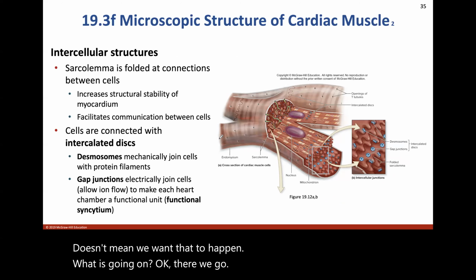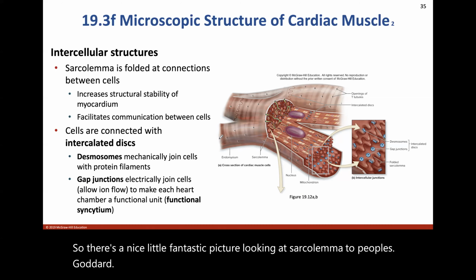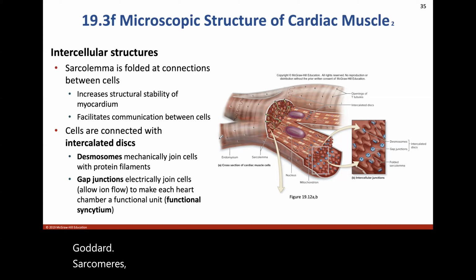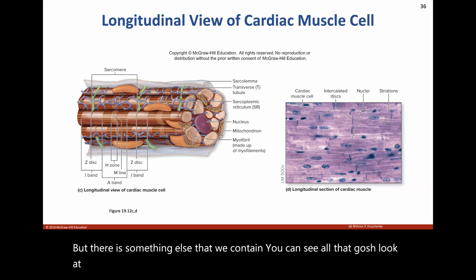So there's a nice little fantastic picture looking at sarcolemma, the T tubules. We got our sarcomeres. Sarcoplasmic reticulum wrapped around all those myofilaments. But there's something else that we contain, and you can see all that. Sarcomere. Oh, you thought it would never come back to haunt you.